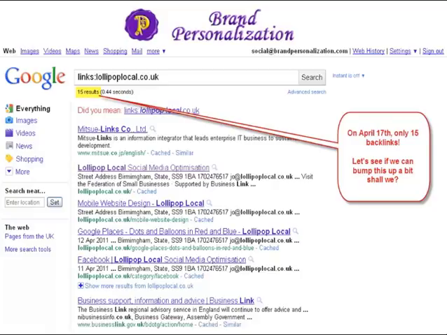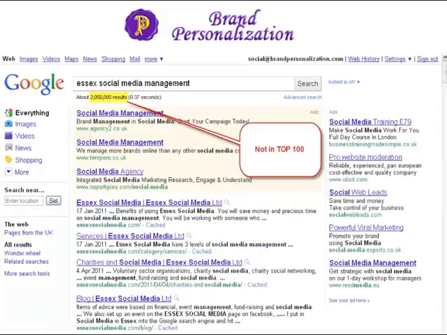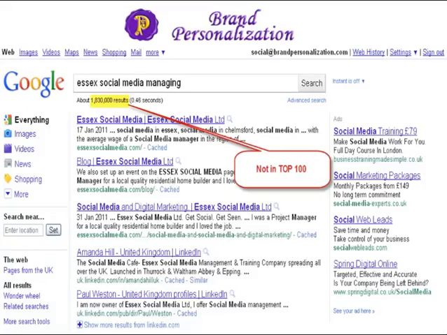So I set up a campaign for 3 different keywords. The first was for social media management. As you can see, she's not on there. She's not even in the top 100. So with this, we were concerned a little bit because there was an exact match keyword domain, and then it was the same when we went into social media managing. It was the same site at the top, but she still wasn't in the top 100.